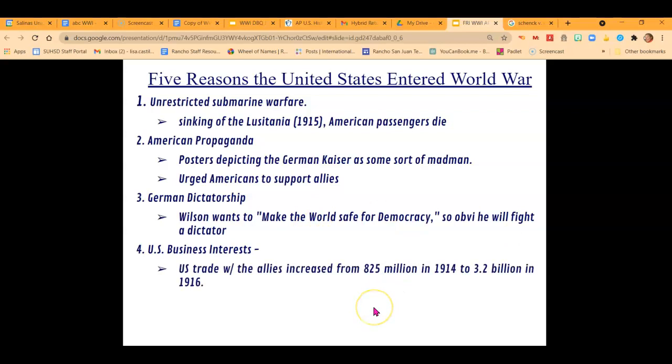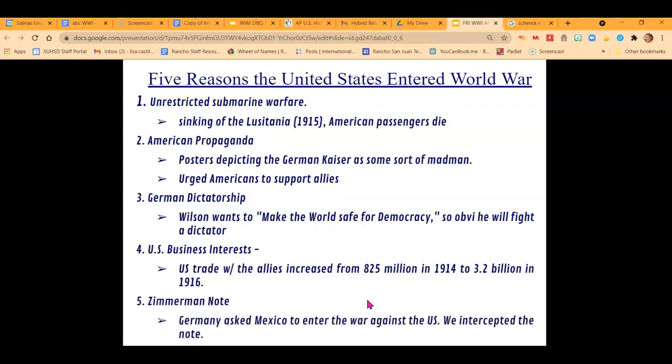And U.S. business interests. We are very, very interested in overseas trade. And when you mobilize for a war, it increases all the things that you make and sell, so your economy increases. Then finally, the little Zimmerman note. Again, we'll see this again. Basically, Germany sent a note to Mexico, urging them to enter into the war.